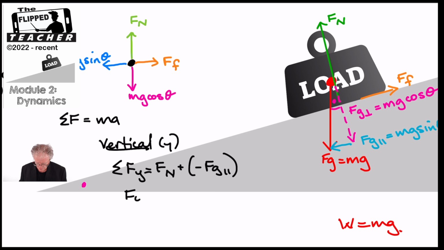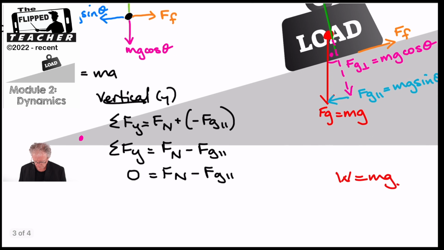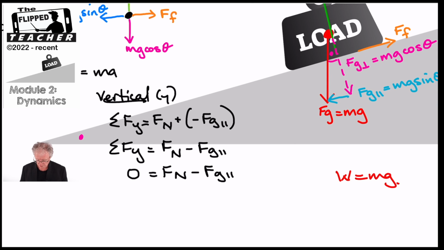Okay, so now Fy equals Fn minus Fg parallel, and if it's not moving, right, if it's not moving, that means the sum of the forces in the y direction is 0, because there's no net force: Fn minus Fg parallel equals 0. Then if I rearrange this, I've got Fg parallel equals Fn. They're equal in magnitude and opposite in direction, and so if they're both equal and opposite, then of course there's no motion there.